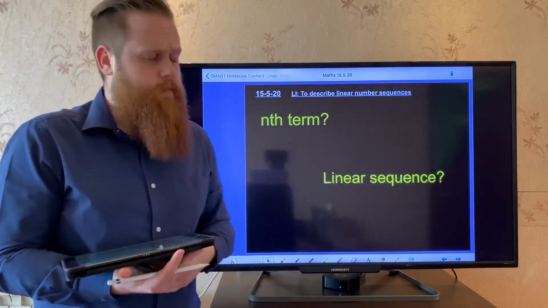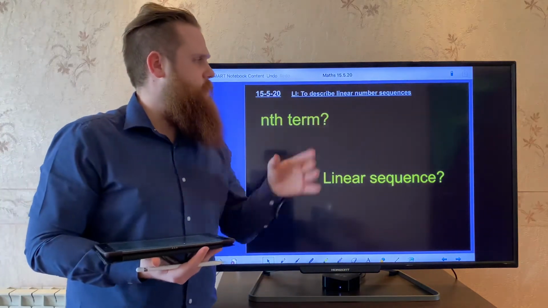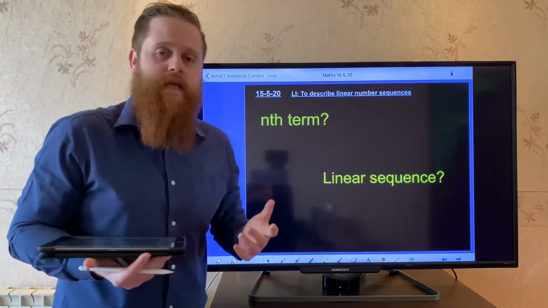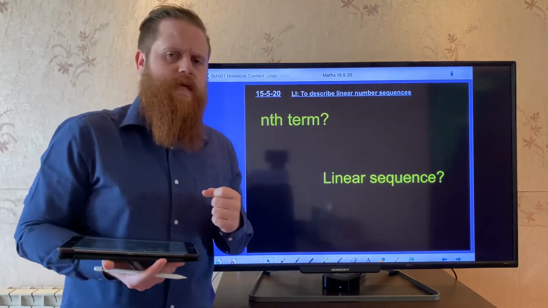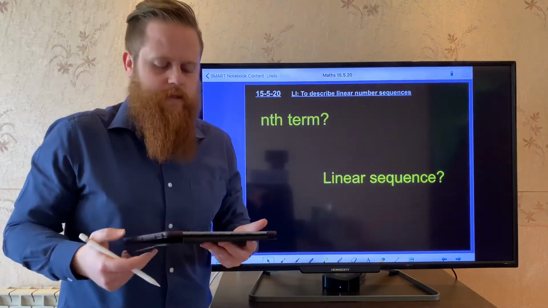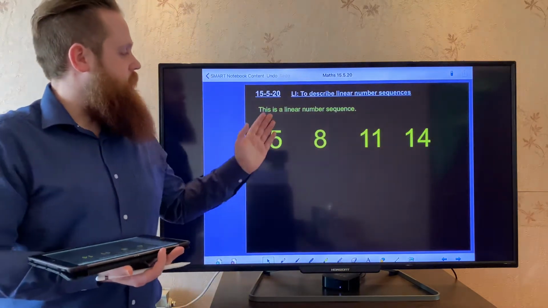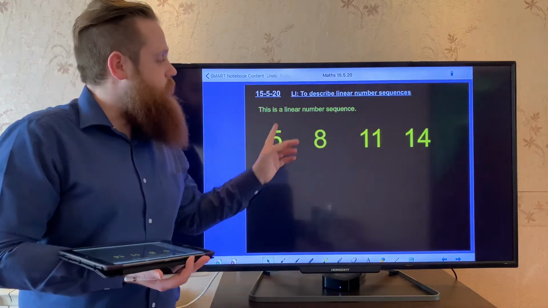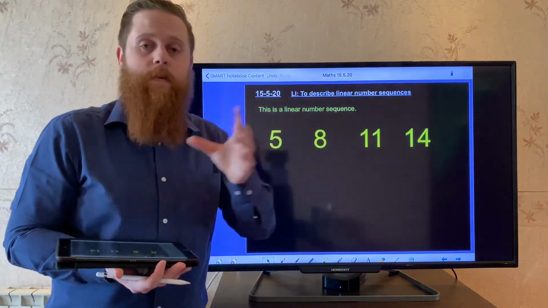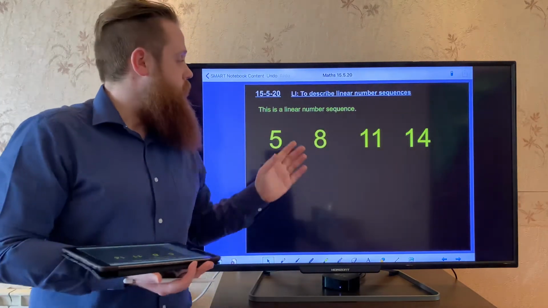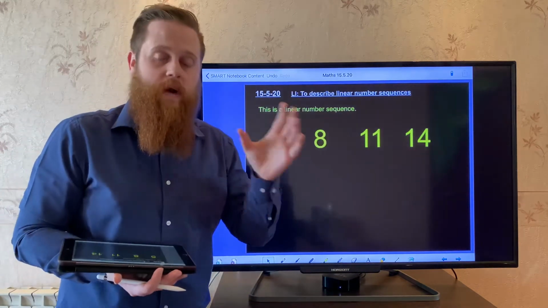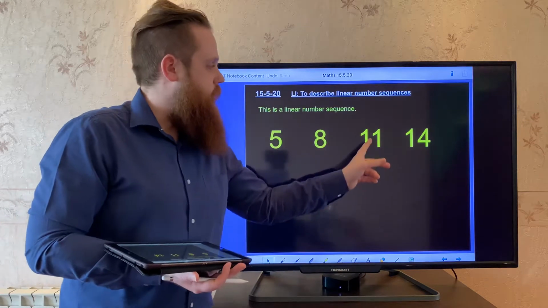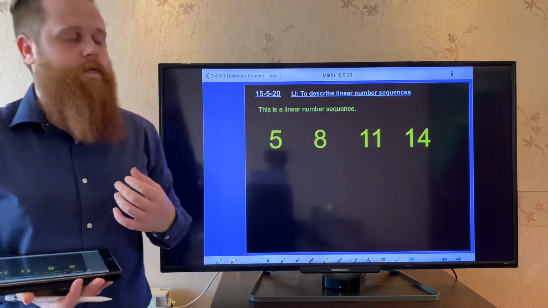Okay then. Today we're going to be looking at linear number sequences, and we'll be hearing about the nth term. What is a linear sequence first of all? Well, this is a linear sequence: 5, 8, 11, 14. It's linear because it goes up by the same amount, or it could go down by the same amount. You can see here it's going up from 5 to 8, that's 3, another 3, another 3. It's going in jumps of 3.